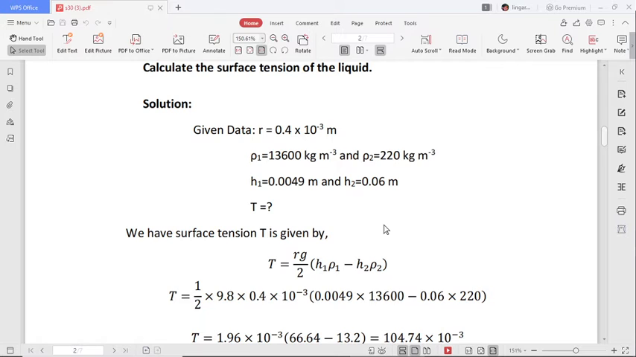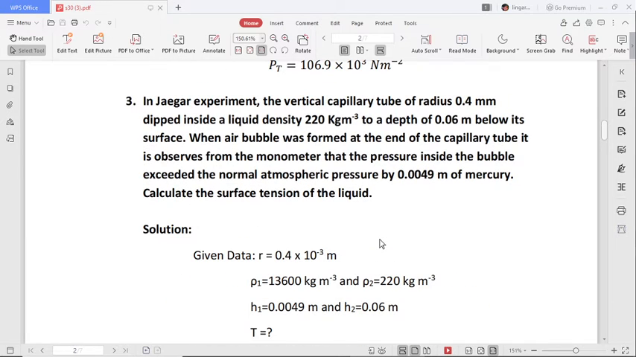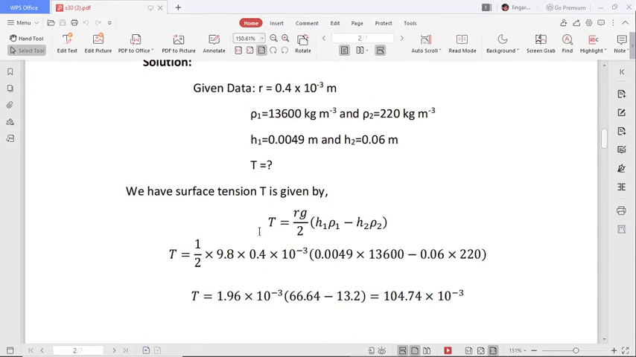We have surface tension T is equal to RG by 2 of H1 rho 1 minus H2 rho 2. So after knowing all these things, that is the value of this one. T is equal to RG by 2 of H1 rho 1 minus H2 rho 2. Substitute the values: 1 by 2 into R.